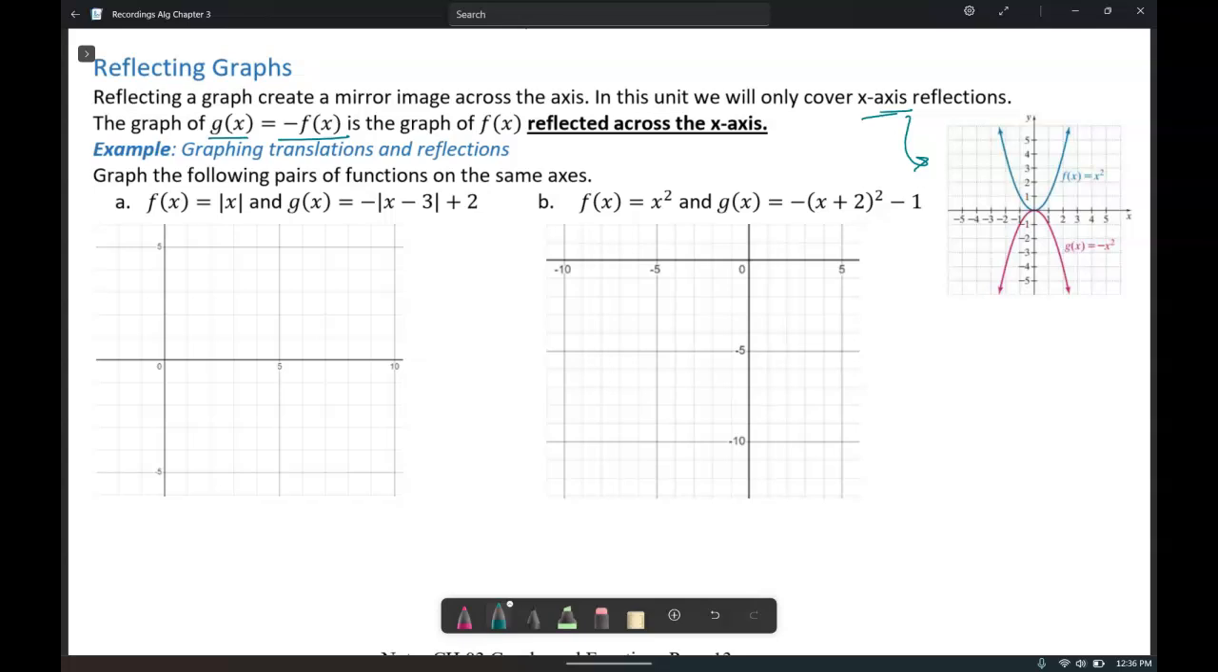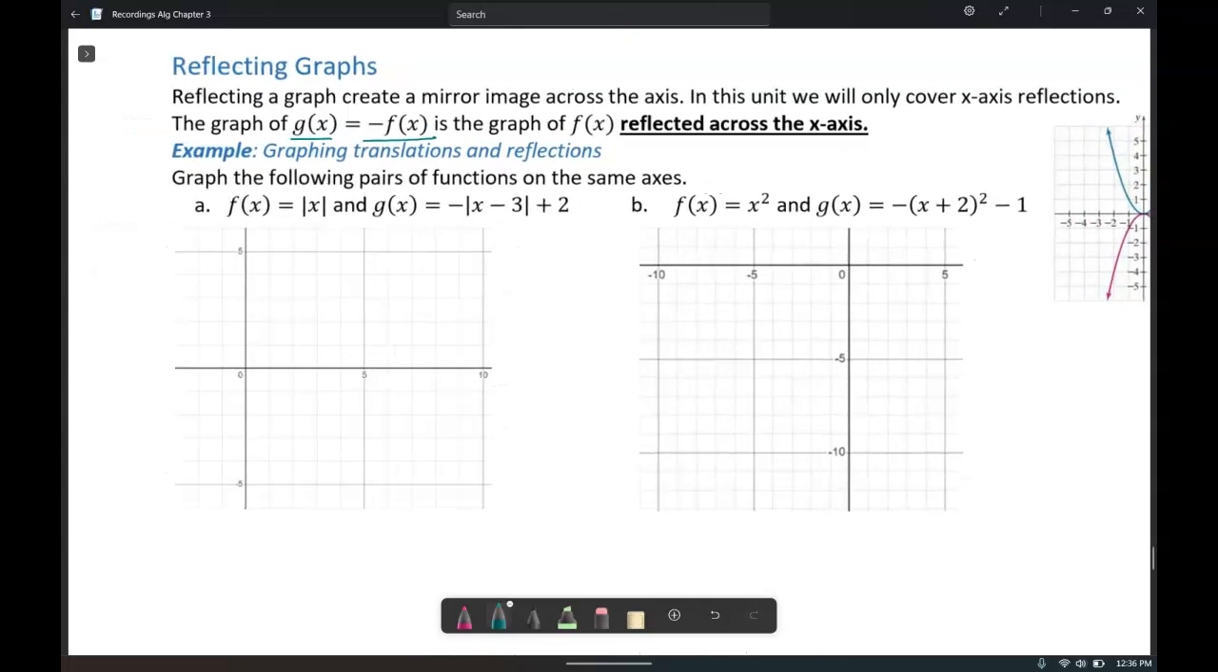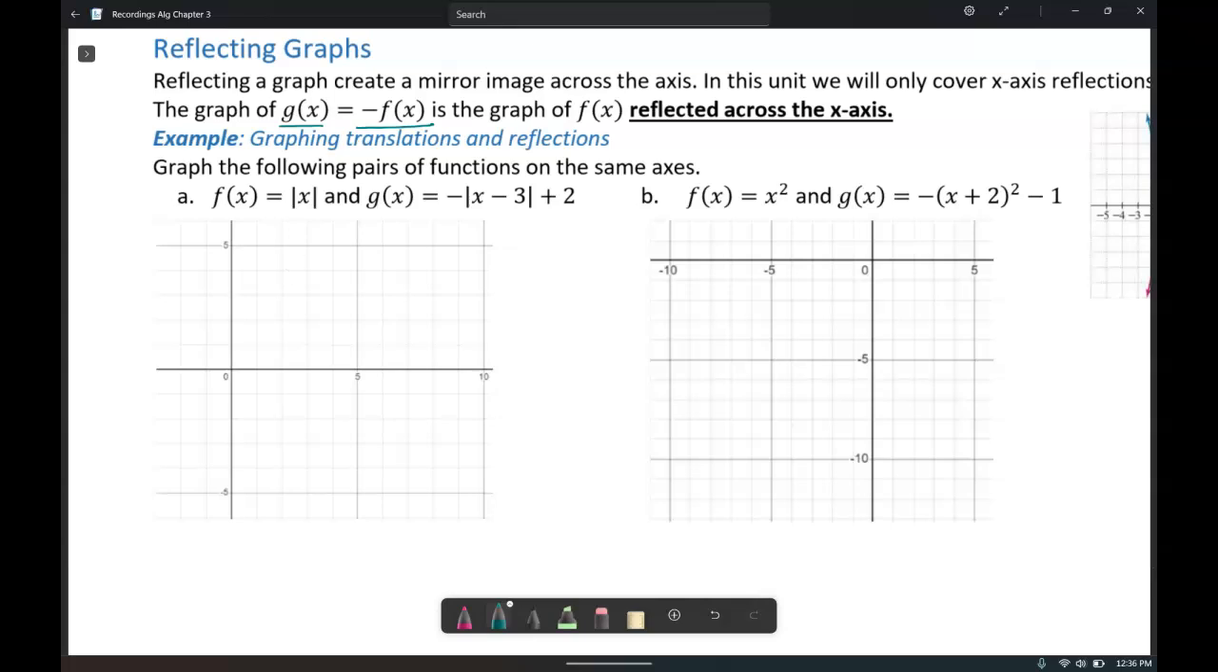And so what we're doing is we're taking all the y values and changing their sign so that they show up below the x-axis rather than above the x-axis. And we can combine that with our other transformations as well. And so what we want to do is take a look at how our parent functions are going to change. So let's start with our parent function, the absolute value of x. And we know it's going to be this V shape. So let's just take a few points and we make our V shape.